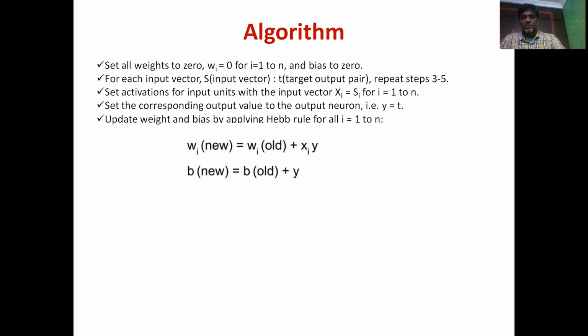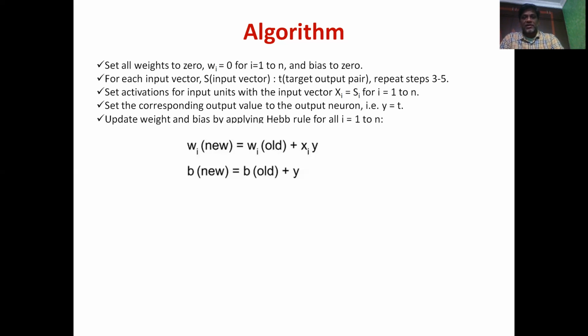Okay. And also biases will be updated as well. New bias value b of new is equal to old bias value, that is b of old plus y, the target value. Okay, so we can merge these two formulas into one also with the help of vector operations. We'll see when we go through an example how these two can be combined into a single formula using vector operations, vector multiplications. Okay, so this is the algorithm used in Hebb's learning rule.